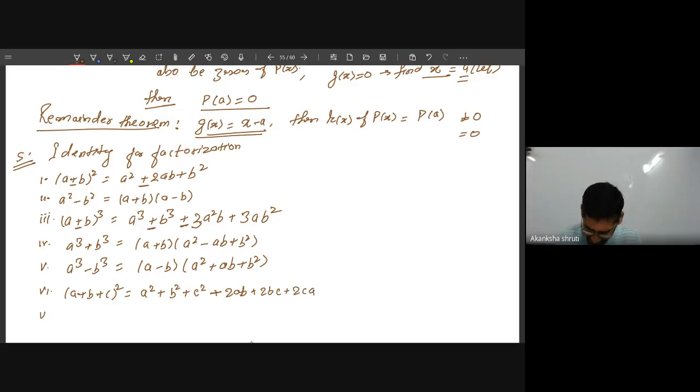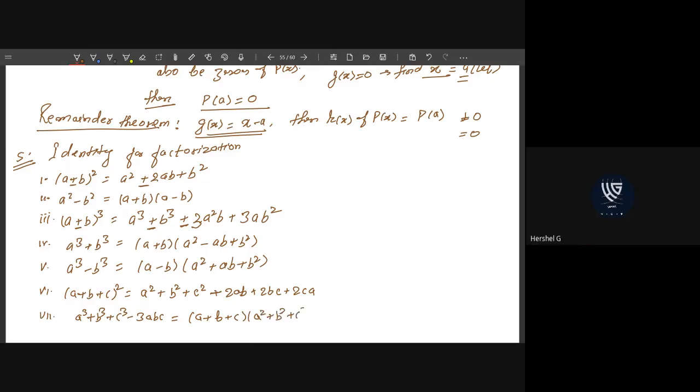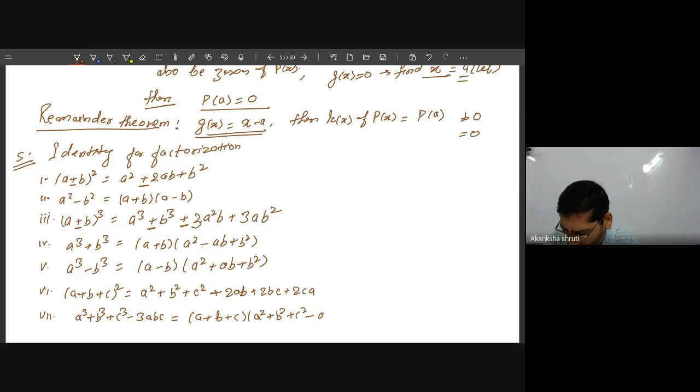The next one, which will not be asked this year, is a cube plus b cube plus c cube minus 3abc. This can be factorized as (a plus b plus c) as one bracket, and then a square plus b square plus c square minus ab minus bc minus ca, we have to take in pairs. So these were the things.